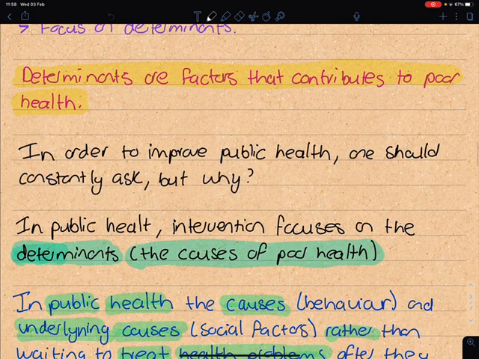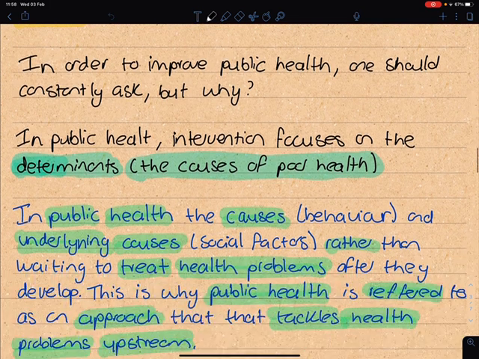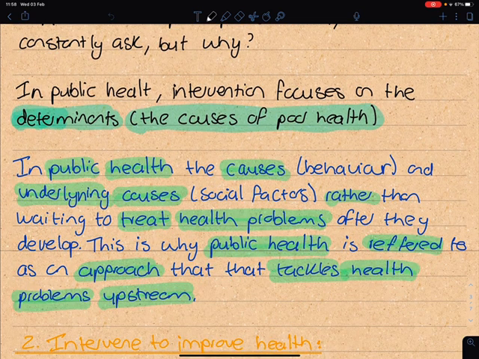Okay, so in order to improve public health, one should constantly ask, but why? And also, once again, intervention focuses on the determinants to improve the water quality, the air quality, etc. So in public health, the causes and underlying causes should be tackled.